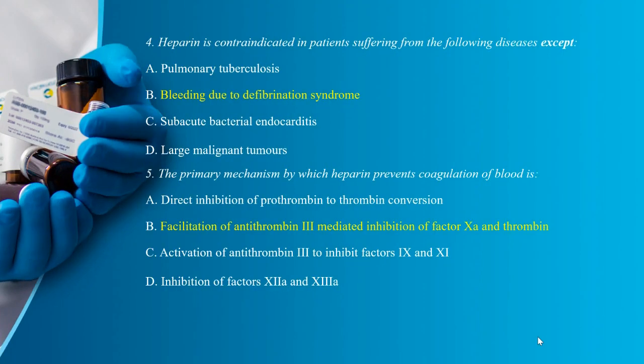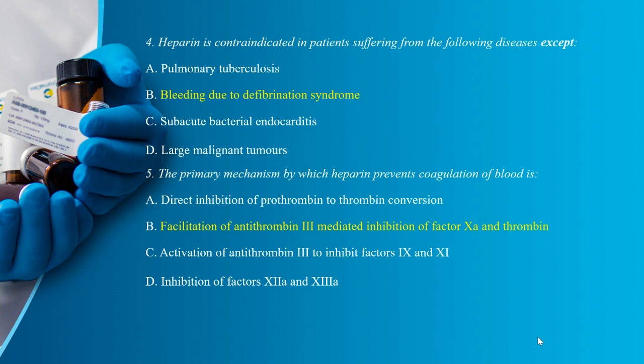Question number 4. Heparin is contraindicated in patients suffering from the following diseases except: A, pulmonary tuberculosis; B, bleeding due to defibrination syndrome; C, subacute bacterial endocarditis; D, large malignant tumors. So the correct answer to this question is bleeding due to defibrination syndrome.